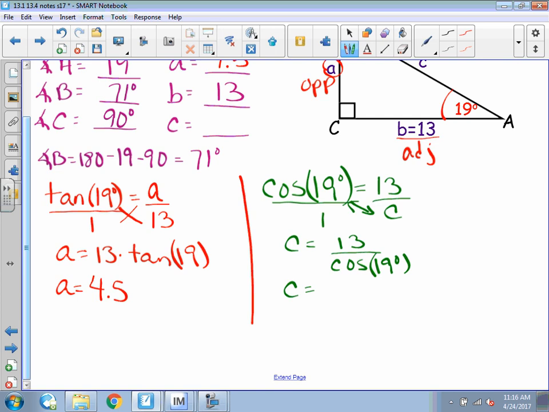What'd you get? 13.7. So now we have solved that triangle. We have all the angles and we have all the sides.